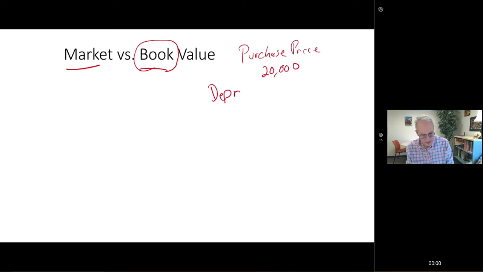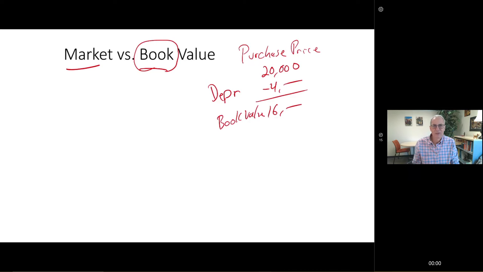If you use it for a while, you have depreciation. So it goes down, whatever, $4,000, and then you have $16,000. This is what we call the book value. Now, any time you go to sell this piece of equipment, it might be worth $17,000. $17,000 where? On eBay, on the marketplace. Okay, so this is like market value.